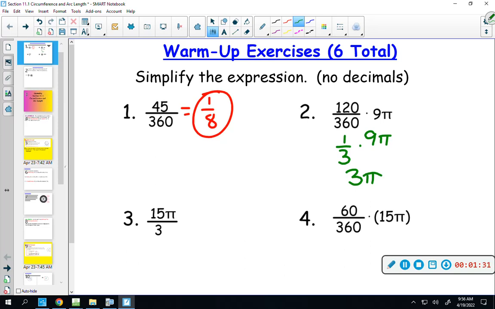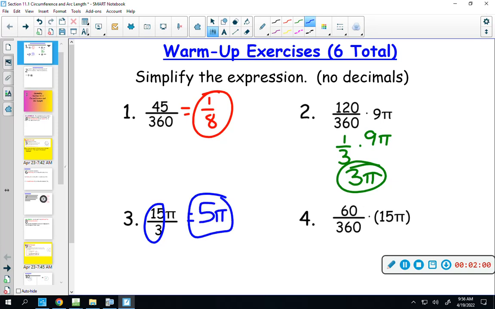Now, let's talk about the pi. Really, what is pi approximately? 3.14, and it says no decimals in the directions, so I'm going to leave it as pi in the problem. I'm not going to use 3.14, I'm just going to leave it as 3 pi for the answer. All right, number 3 should be short and sweet, like me. What's 15 over 3? So 5 over 1, which I would just leave as 5, so the final answer, I'm going to put 5 pi.